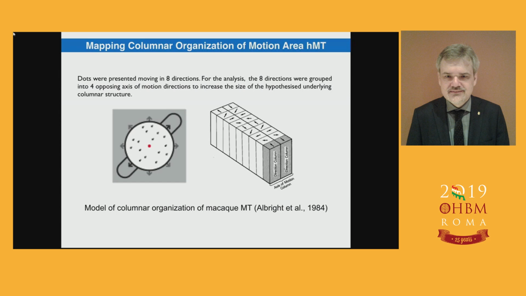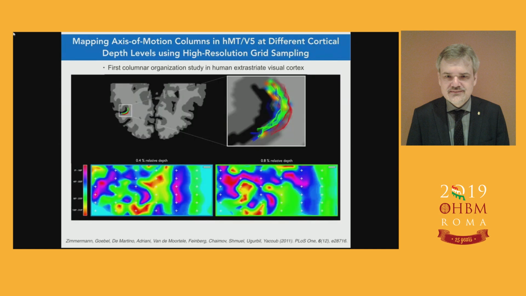expected clusters, bigger columns. Because from the animal literature from Albright and colleagues, in this very idealized model on the right side, you see that opposing directions of motion neighbor each other. If you just look for axis of motion, it means motion like here and motion like here is one feature, motion like here and motion like here is another feature. You get bigger clusters if you look for what we call axis of motion. So we did that, and you see here the result.